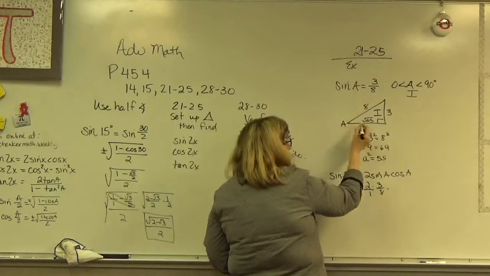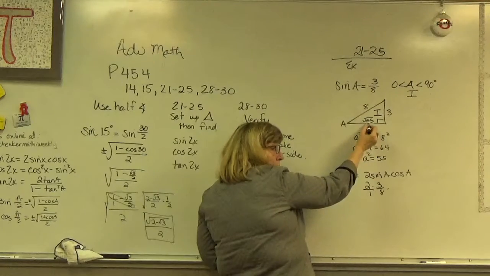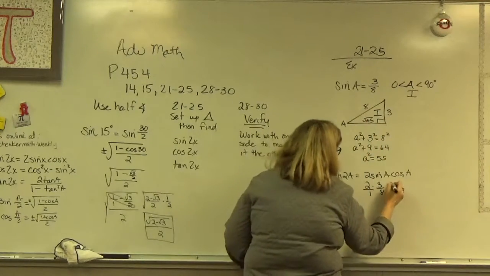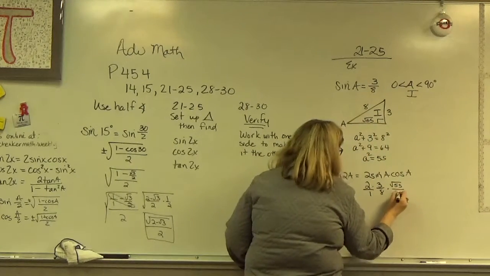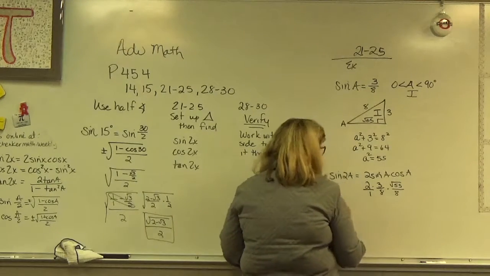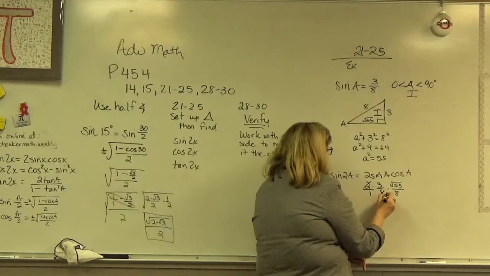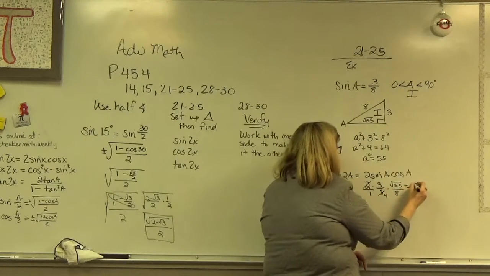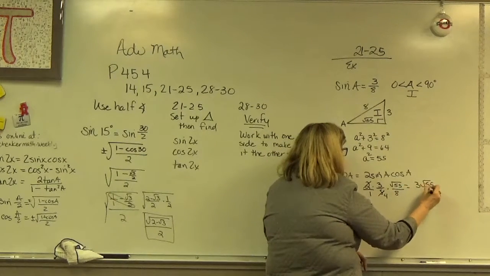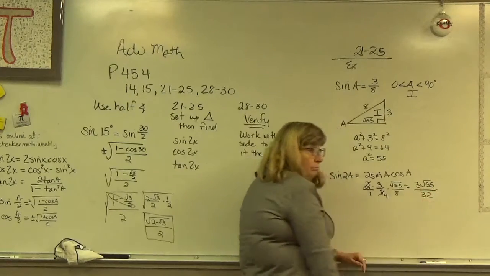What's the cosine of a? Cosine is adjacent over hypotenuse, and then multiplying. What do I get? Well, I can reduce or cross cancel. 2 cancels 8 to 4, so I'm going to get 3 square roots of 55 over 32.